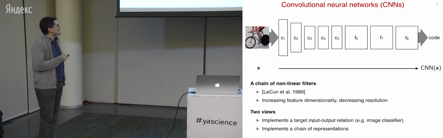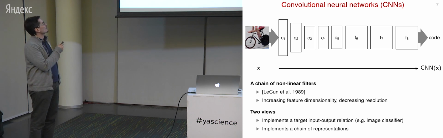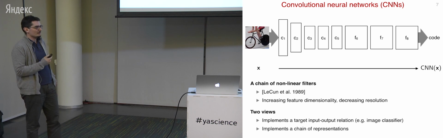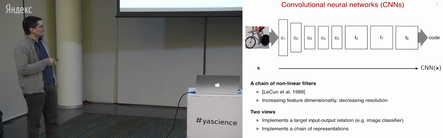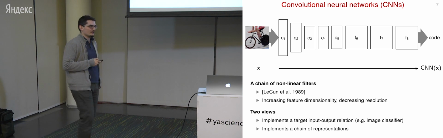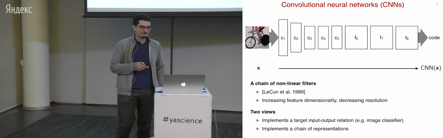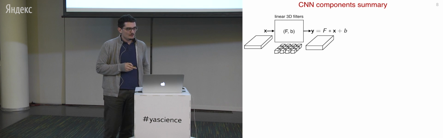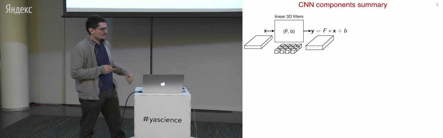Now, there are 2 views of this. One is that what we're doing here is computing an input-output relation, so something that goes from the image to an answer to your problem, say image classification. But the other one, which is actually more interesting, more useful, is to look at this as a way of computing a chain or representation for your data. Okay? So what are these building blocks that compose a CNN?